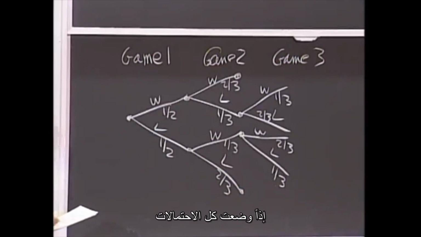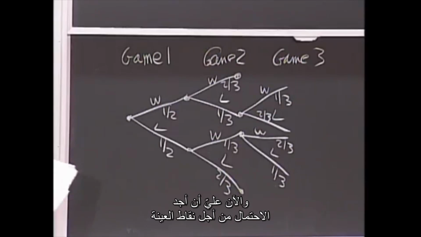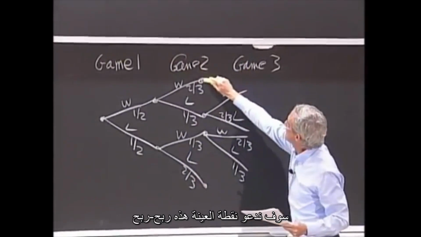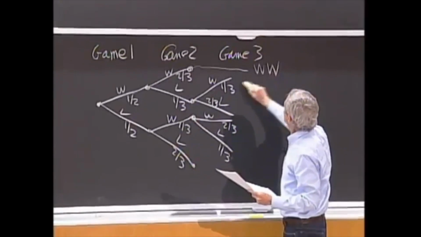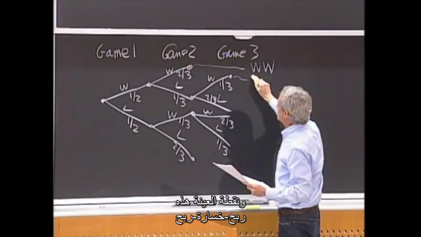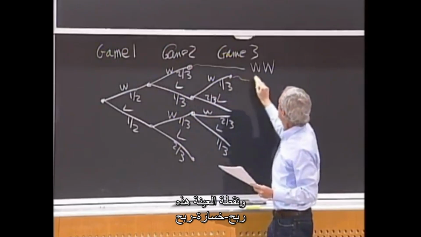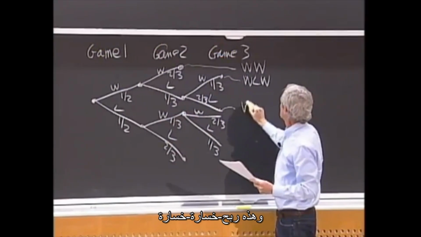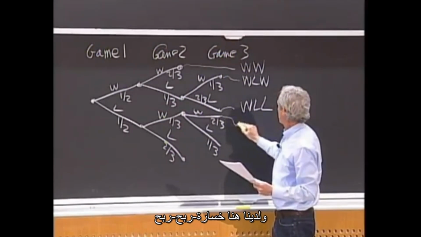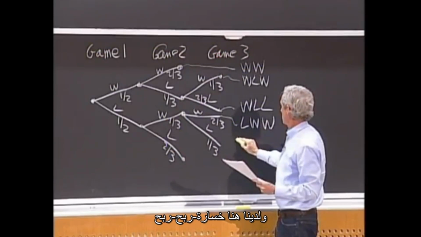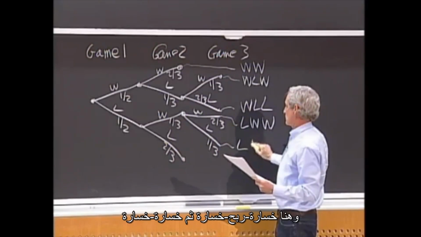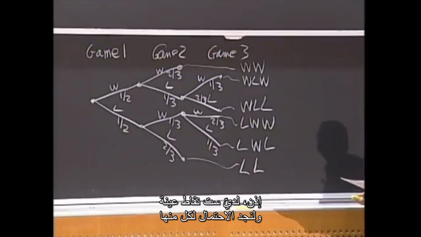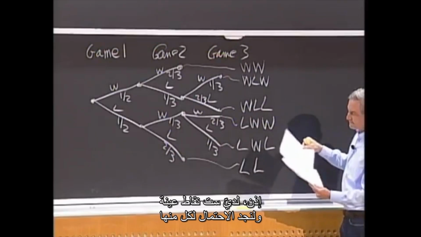All right, so I got all the probabilities. And now I need to figure out, for the sample points, what's their probability. So this sample point we'll call win-win. This sample point is win, lose, win. This one's win, lose, lose. Then we have lose, win, win. Lose, win, lose. And then lose, lose. So I got 6 sample points. And let's figure out the probability for each one.